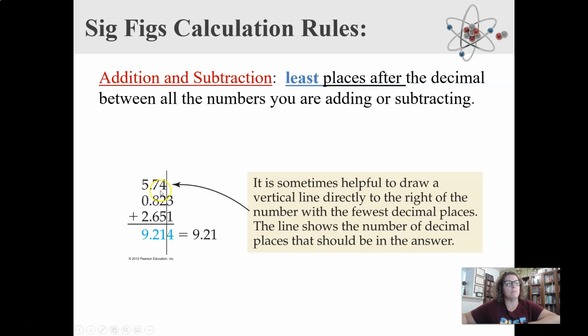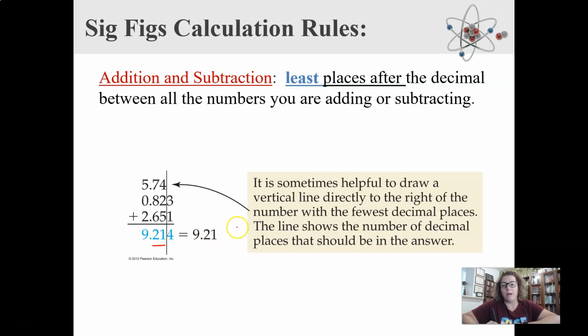So if I had 5.74, 0.823, and 2.651, I'm going to line up those decimals and just use a calculator, plug it in. As you see, this very first example has 2 after the decimal. This one has 3 after the decimal, and this one also has 3 after the decimal. So the rule is the least after the decimal. When you add this up, wherever you need to cut it off, then cut it off. So 9.214, because only 2 after the decimal, you have 9.21.